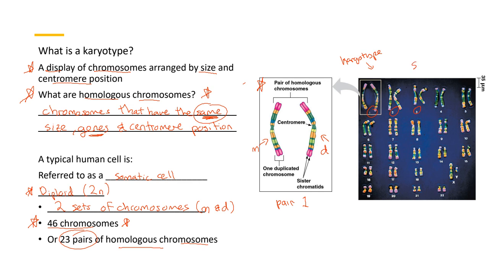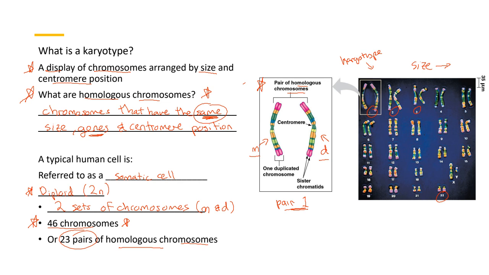So we see that the first pairs are kind of big, and if you go to chromosome pair 22, they're really small. Okay, so these are your chromosomes. Your chromosomes come in pairs. Why do they come in pairs? Because one comes from your mom, one comes from your dad. Each pair, like pair one, is a pair of homologous chromosomes. Why homologous? Because they have the same size, same shape, same genes, and same centromere position.